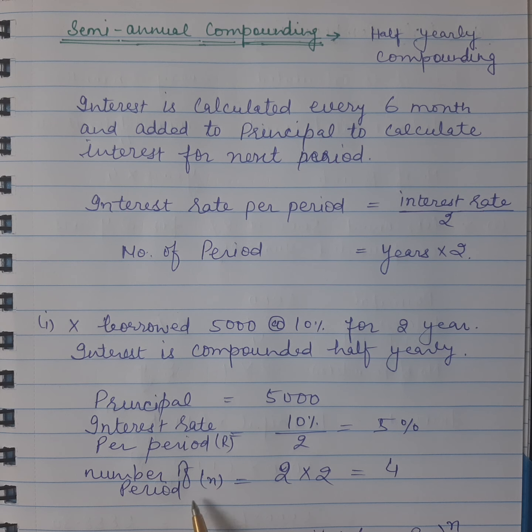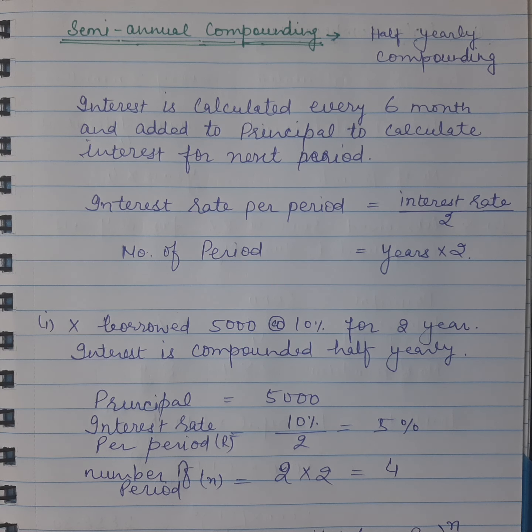The number of periods will also increase because we'll have to calculate interest every 6 months. So the number of periods will be 2 multiplied by 2. There are 2 years, and every year we'll have to calculate interest twice. So in 2 years there are four 6-month periods. So the number of periods will become 4.